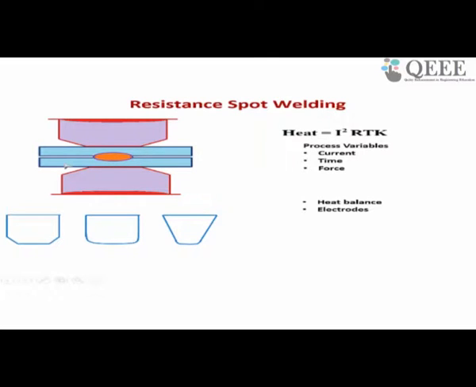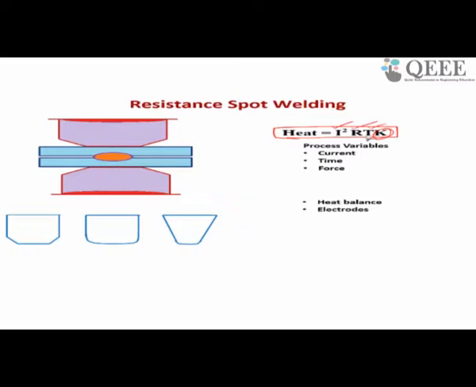The heat produced by resistance welding is heat equal to I square RT, because of Joule heating. So the heat source is Joule heating, heat equal to I square RT, where R is the resistance, I is the current, T is the time, and K is the loss factor. So the heat produced by resistance welding is related to the square of current, resistance and time. Resistance welding is a very quick process.